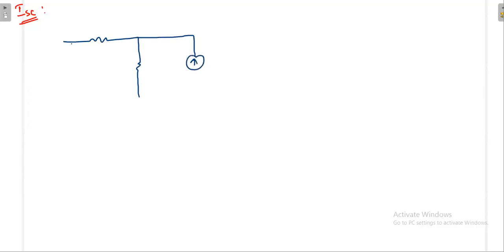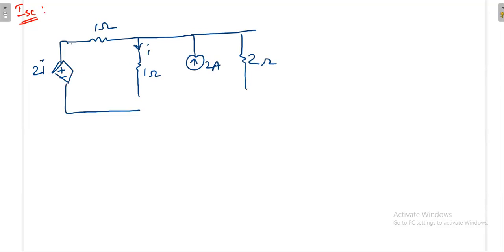Two ampere. Here 2 ohm. This is 1 ohm. I current is coming here. This is 1 ohm. This is 2I. Now really this XY I have to make short, because I'm going to find out the short circuit current ISC.